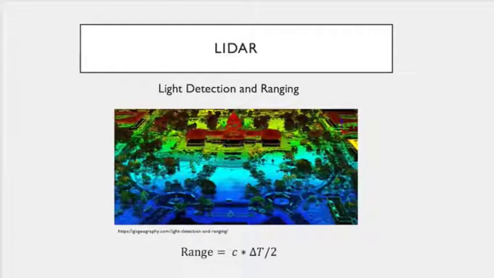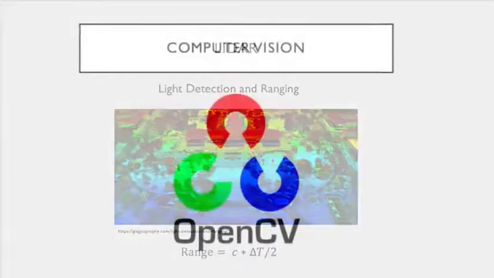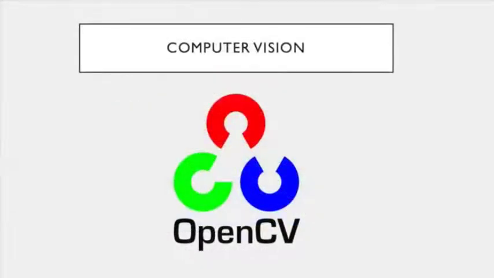This project isn't exactly using Lidar, but it is similar in that it is using the reflection of a laser to gain information about the distance of a target. Computer vision is basically gaining information from images. This project uses OpenCV, which is an open source computer vision library.